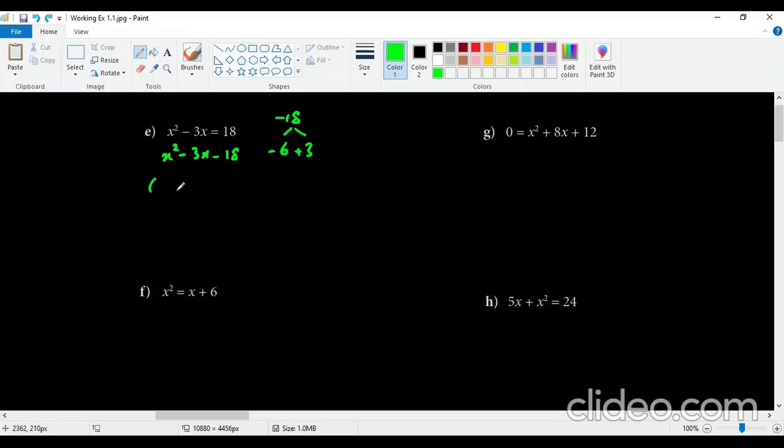So I will make two brackets like this, and I will write x minus 6 and x plus 3 is going to be the final answer.